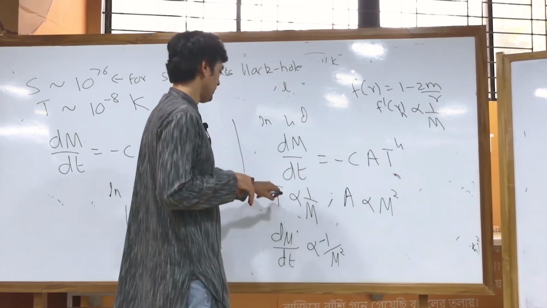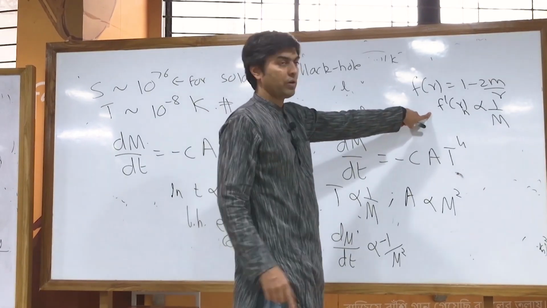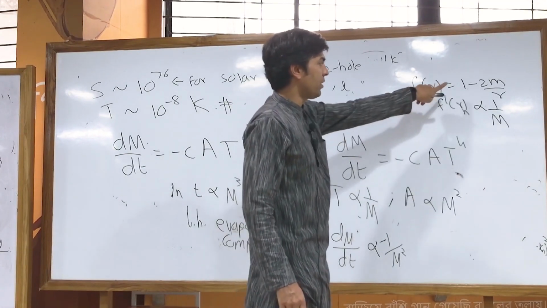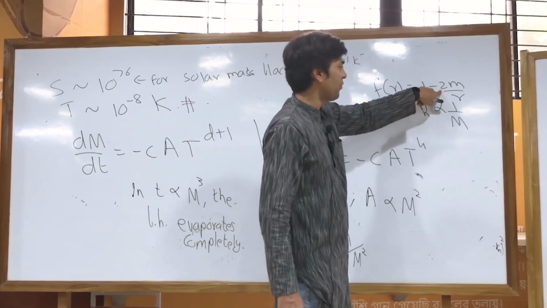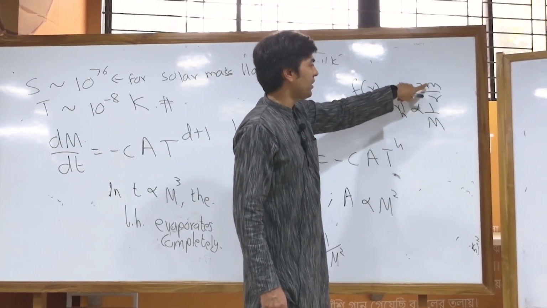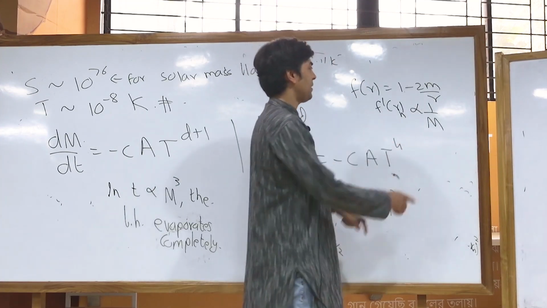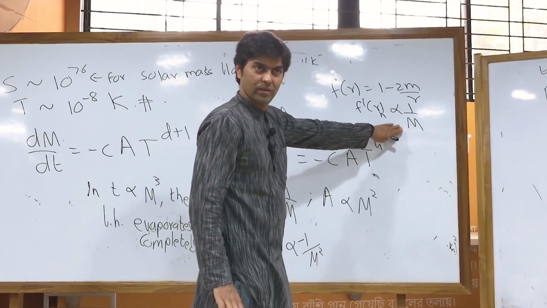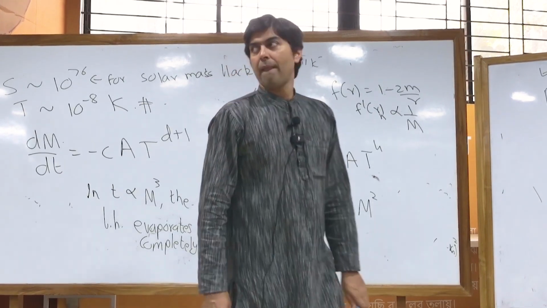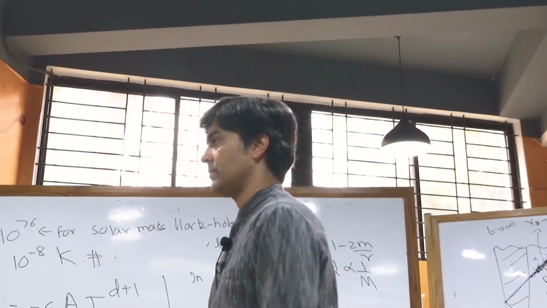Yeah, it's here, no? This is the surface gravity. But it comes from here. F prime of R_H is 1 over M. F of R is 1 minus twice M by R. F prime of R is twice M by R squared. You put R equal to M, you get F prime of R_H is 1 over M. And maybe I'm being inconsistent with small m and big M, but there's some factors. It's clear? Yeah.